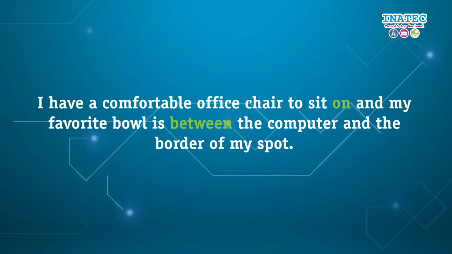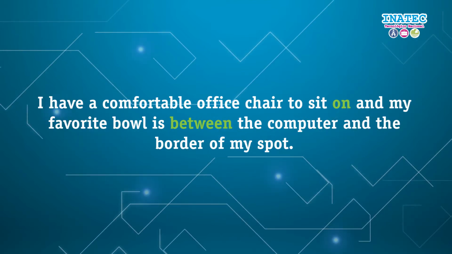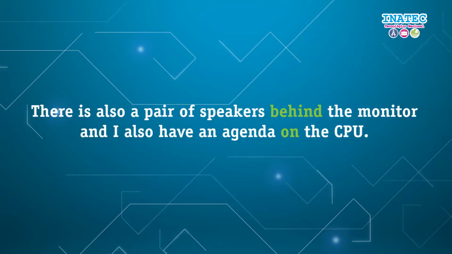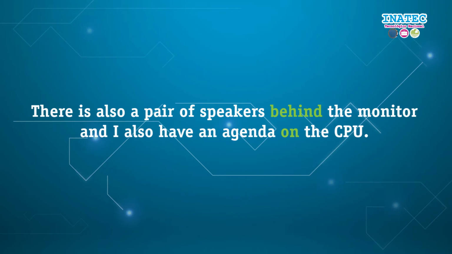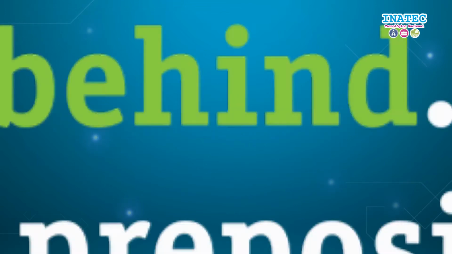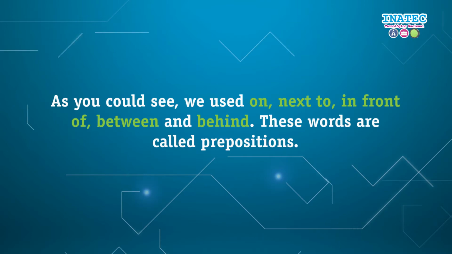I have a comfortable office chair to sit on, and my favorite bowl is between the computer and the border of my spot. There is also a pair of speakers behind the monitor, and I also have an agenda on the CPU. As you could see, we used on, next to, in front of, between, and behind. These words are called prepositions.